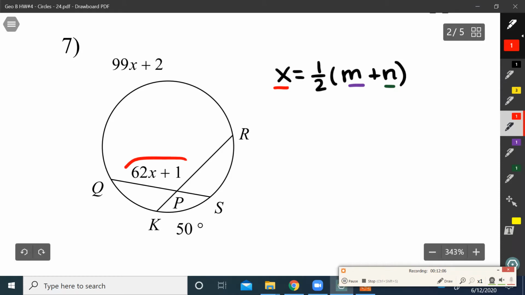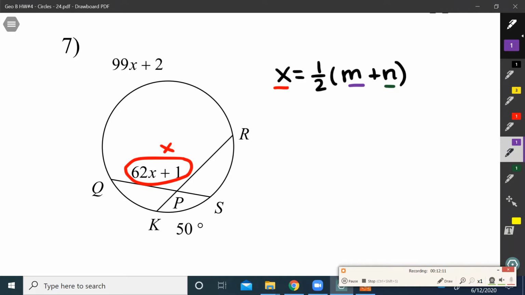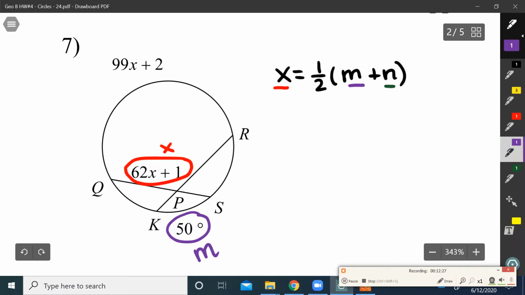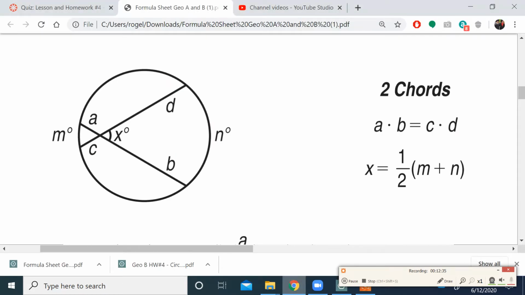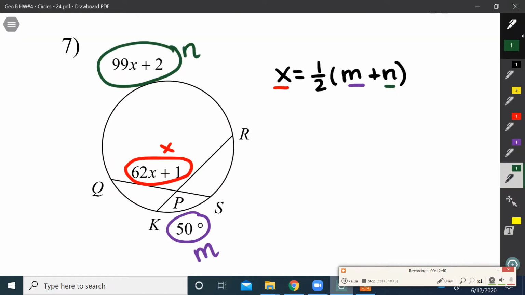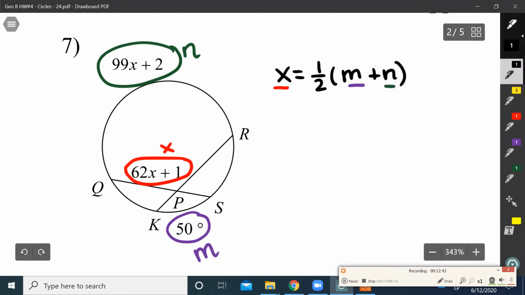So this one right here will be my x. For the m, just because you have a plus sign right there, it doesn't really matter which one you pick as m and which one you pick as n. Just by looking at the picture, I'm going to say that this is m and this right here will be n. So all I'm doing, guys, is looking at this right here to figure out what the formula is.